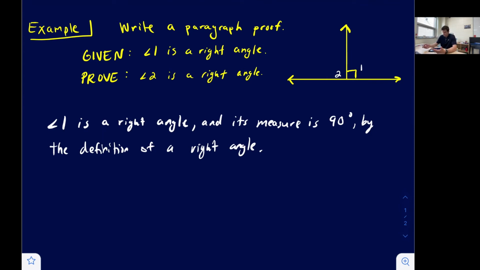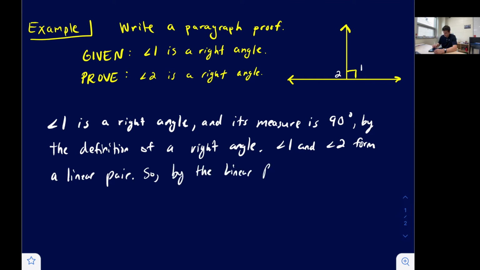All right, now we look at angle 1 and angle 2. Angle 1 and angle 2 form what's called a linear pair, okay? So we can say by the linear pair postulate, the measure of angle 1 plus the measure of angle 2 must equal 180 degrees, okay? So these angles are supplementary, right? So now we can use these statements.